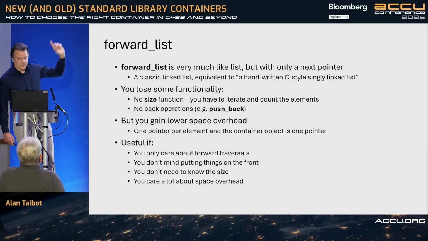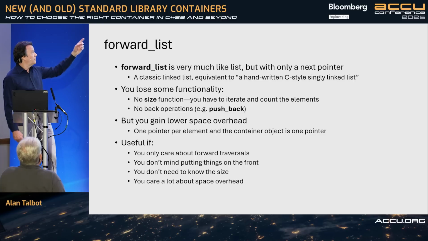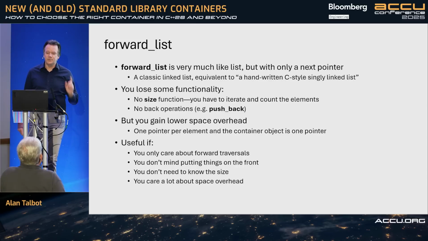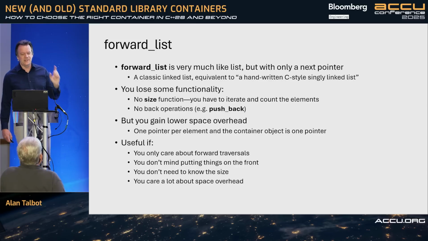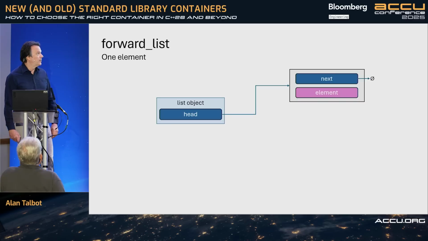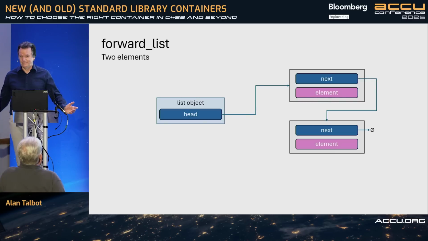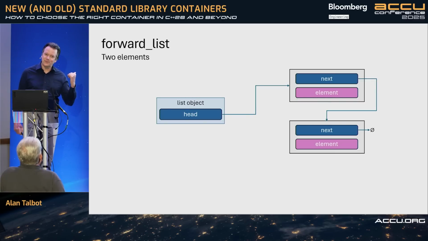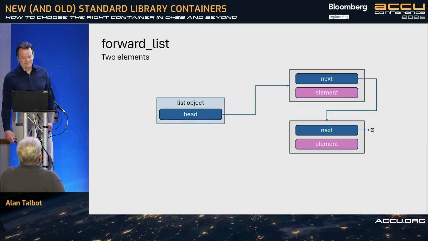That quote is out of the standard in the top section of forward list. This is supposed to be equivalent to a handwritten C-style singly linked list, right out of the standard. And it looks like this. No size field, one pointer. Boom, boom. Okay, so if you want this for some reason, you got it. It's hard to imagine lots of uses for this, but there are some.